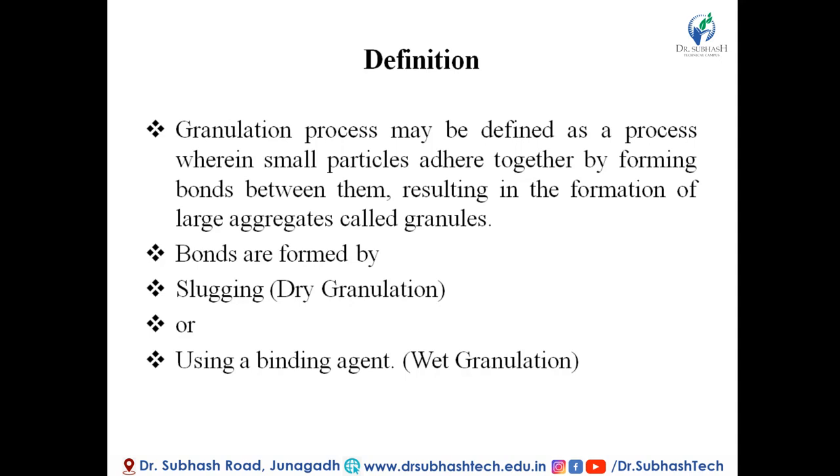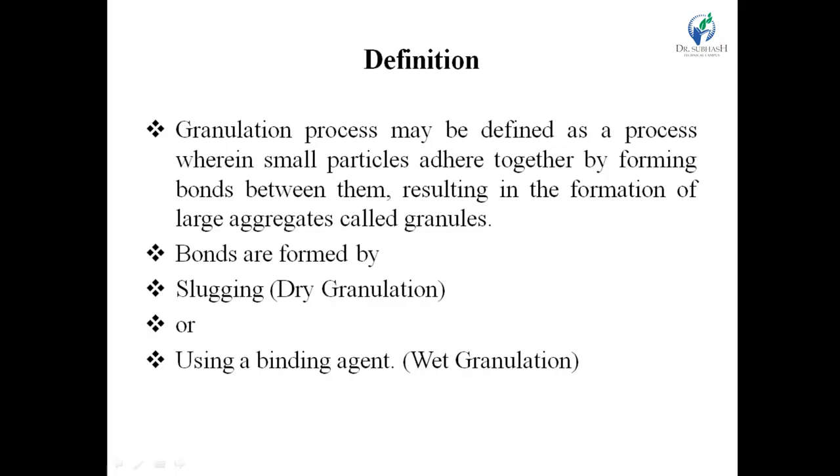That means, what is granulation process? Granulation process is one type of process in which small particles stick together by bond formation, which results in formation of large aggregates or large particles that are called granules. Bonds are formed by two methods. First one is slugging method, also called dry granulation method, and second one is using a binding agent, also called wet granulation method.